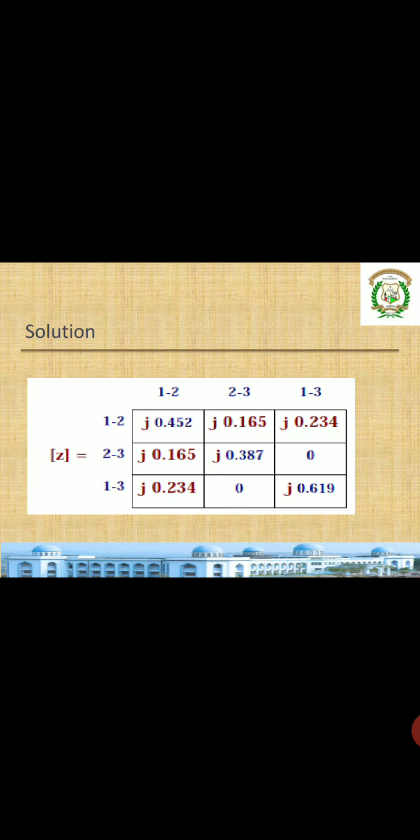So this is the primitive impedance matrix, and next the primitive admittance matrix. If you want the primitive admittance matrix of this one, we need to take the inverse of the element set. We cannot directly write the reciprocal here because off-diagonal values are also present, so we need to go for the inverse of this matrix to get the primitive admittance matrix Y. Thank you.